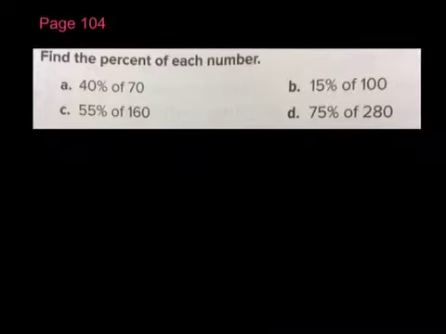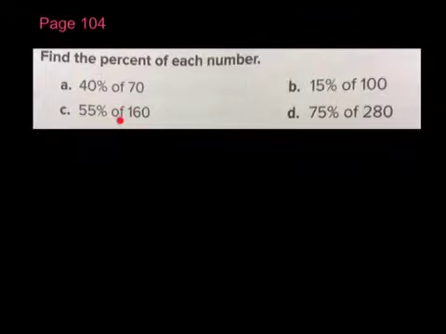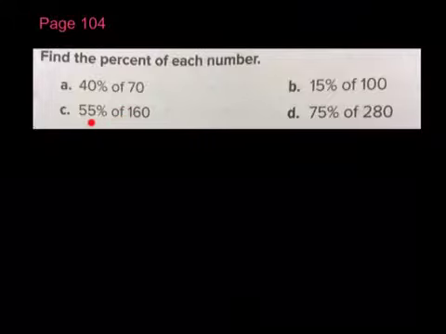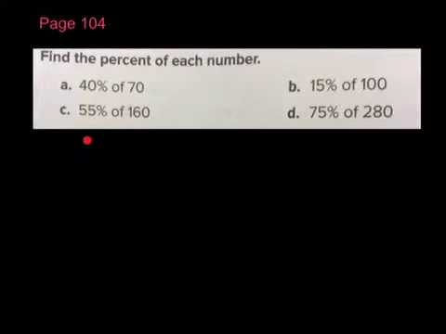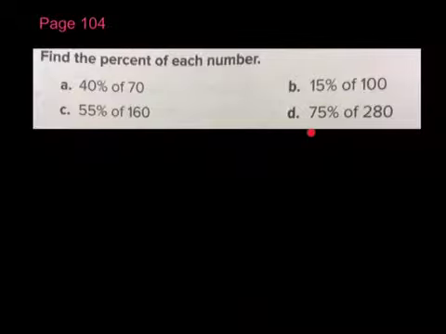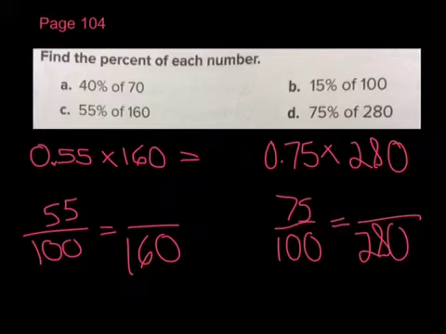In your textbooks, I want you to try C and D both ways. Multiplying by replacing the of with a multiplication sign and changing this to a decimal, so 0.55 and 0.75 times, and also try it by equivalent fraction, 55 over 100 and 75 over 100, which would be blank over 160 and blank over 280, as you see right there. Now you can pause this so that you use these techniques.